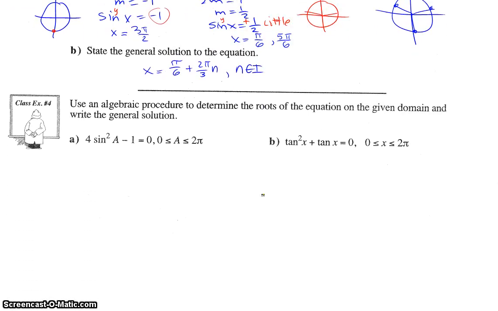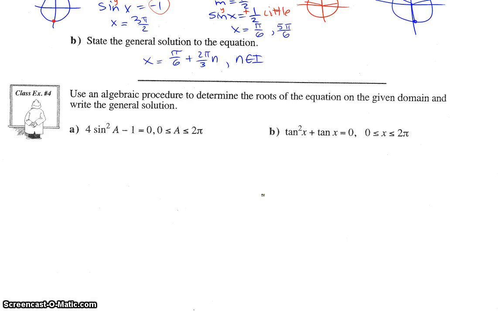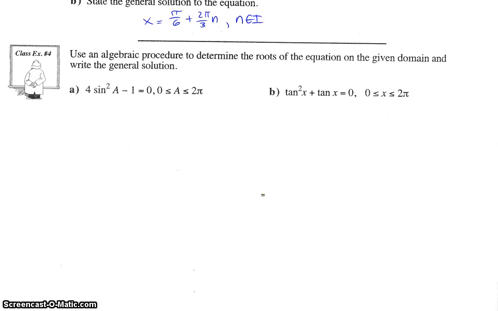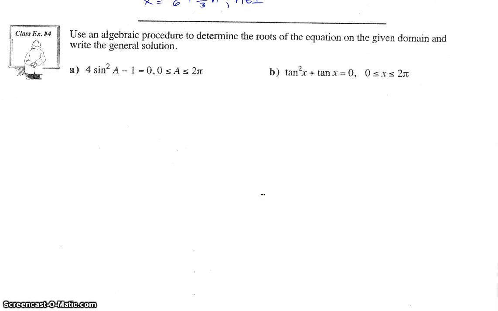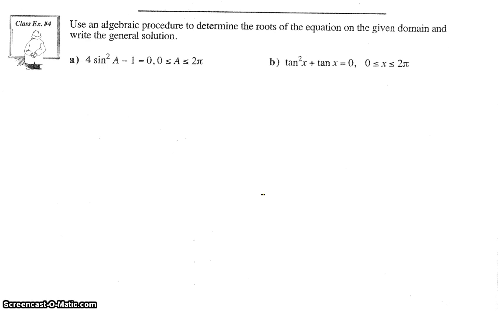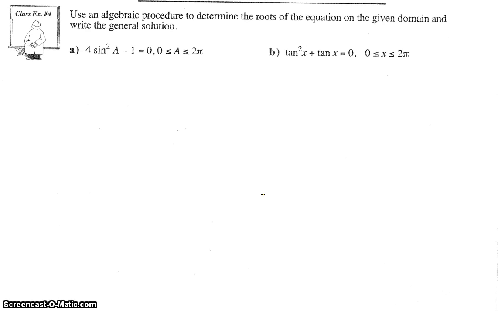All right, example number 4. Use an algebraic procedure, so not graphically, to determine the roots of the equation on the given domain and write a general solution. So here's your domain given. First we're finding a specific solution, and then they want us to find the general solution with the n pi stuff.